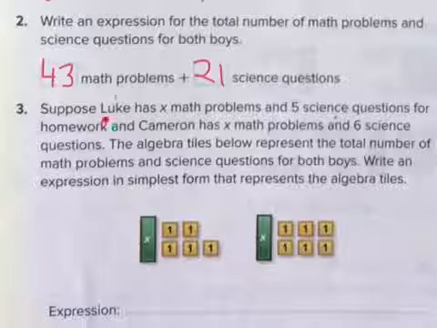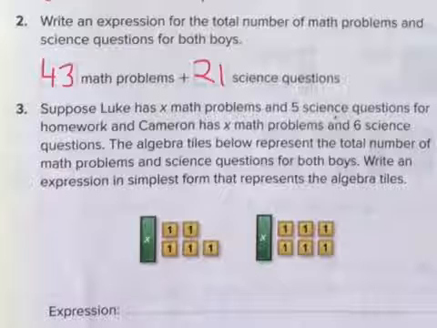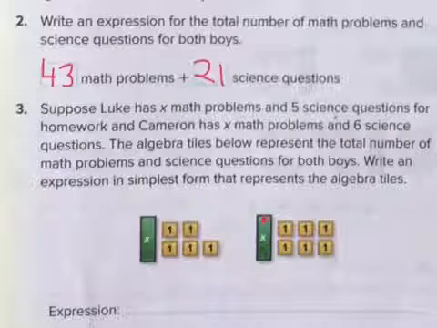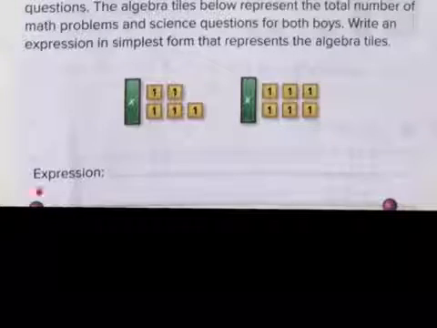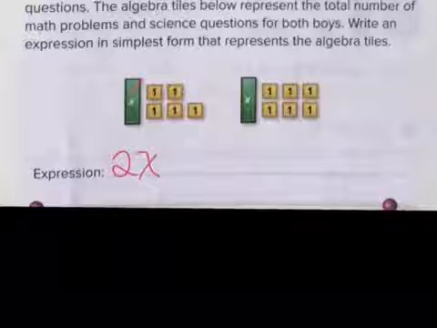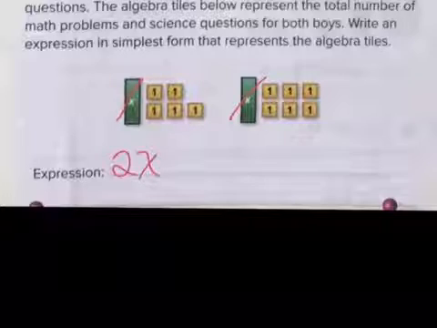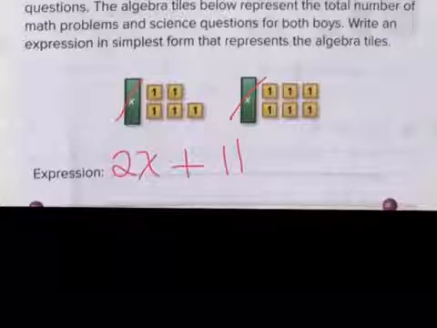So Luke has 5 science questions, and we know that he has x amount of math. Over here we have Cameron with 6 science questions, and again, x number of math. That's how the tiles look. But if we were to write it algebraically using an expression, we know we have 2 x's, so we can say 2x. Then how many science? We have 5 here and 6 here, so that's a total of 11. So we add plus 11. And that's how we would write it algebraically.